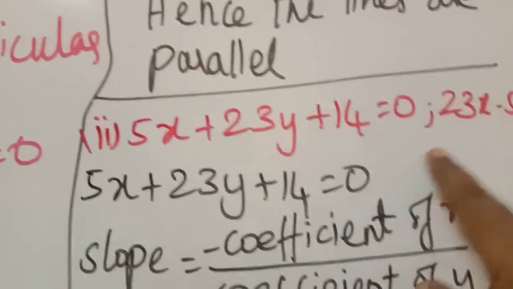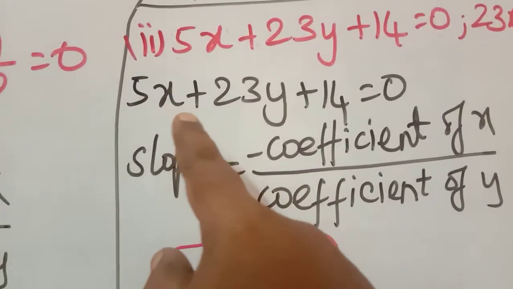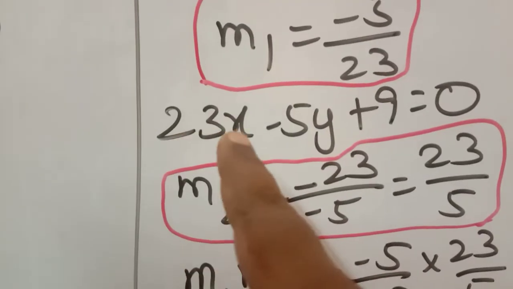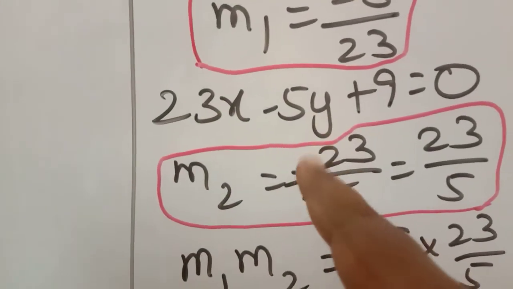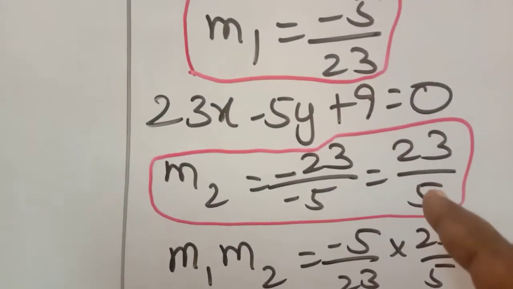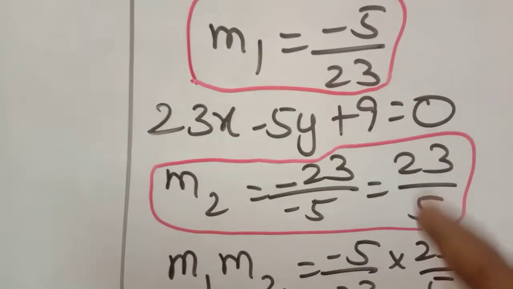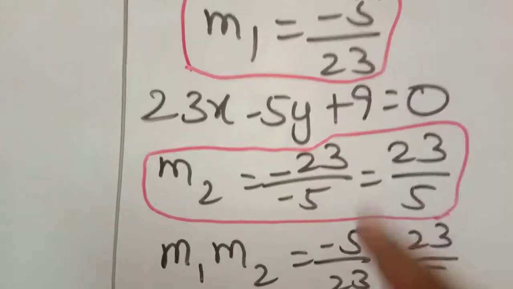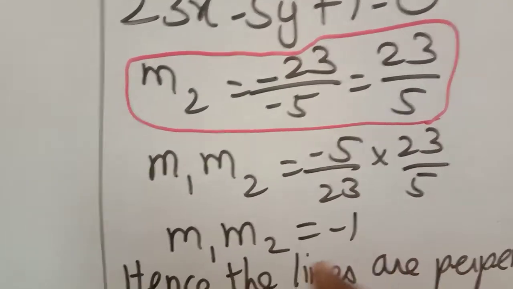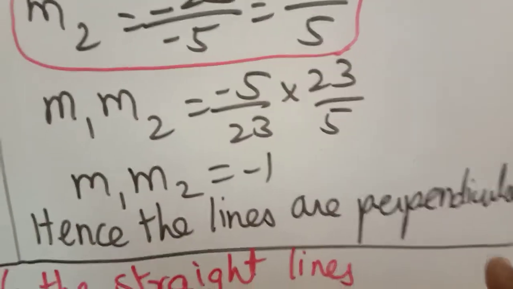The same way, next two lines are given. Find the slope from the first line. Minus coefficient of x, minus 5 by 23. Here minus 23 by minus 5. So minus minus, when you divide it will become plus. Here both are not equal. First see whether they are equal. If they are equal directly we can write parallel. If they are not equal, multiply them too. m1 into m2 is equal to, multiply these two fractions, 5 will be cancelled, 23 will be cancelled, so minus 1. m1 into m2 is equal to minus 1. Hence the lines are perpendicular.